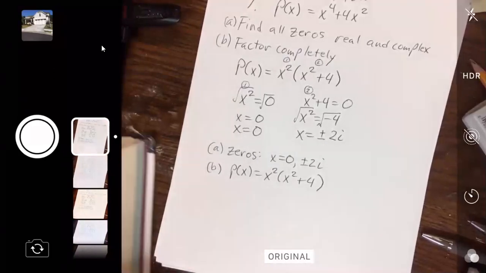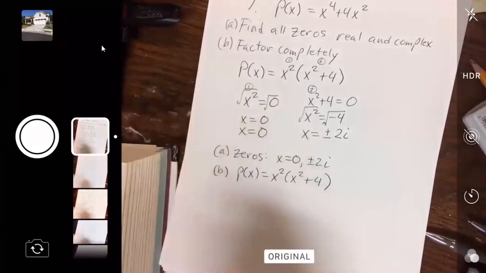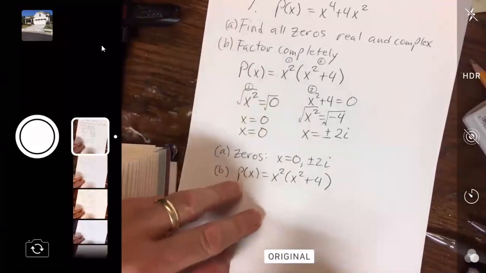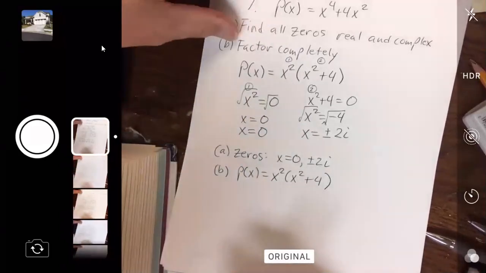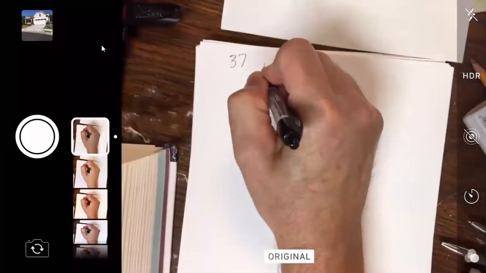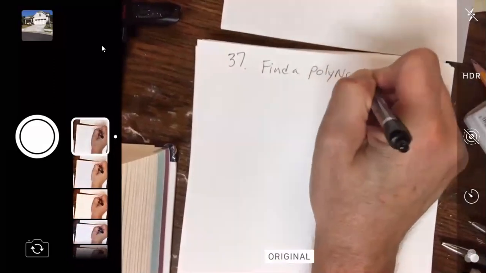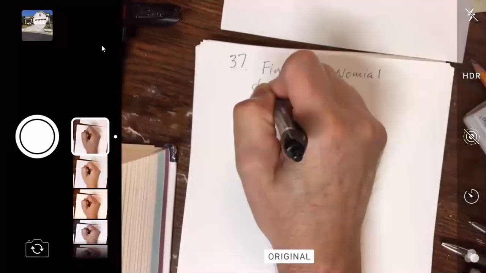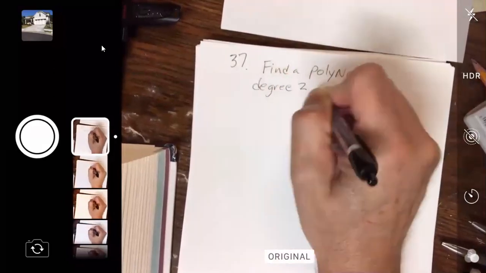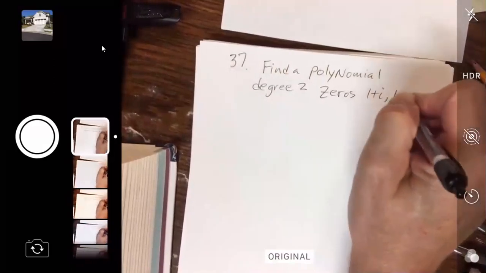All right, the next section, they want you to find a polynomial. This is the backwards problem. Number 37: Find a polynomial, degree 2, zeros, 1 plus i, 1 minus i.